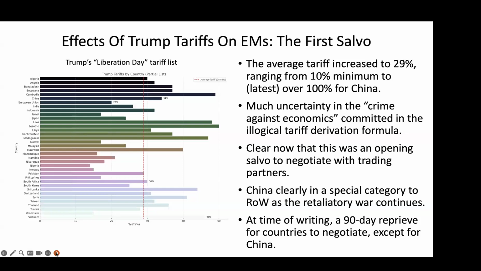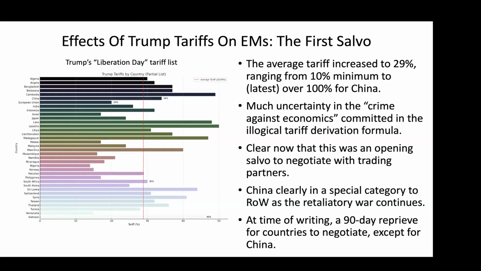That range is from the 10% minimum. So remember, there was a 10% minimum that he put on every single country in the list, and up to, as we know, the highest being China. There was a lot of concern amongst economists at the time of what we call this crime against economics, because there was no clear logic to the tariff formula that Trump derived, and there still is no logic, and I don't think they pretend there is actually.